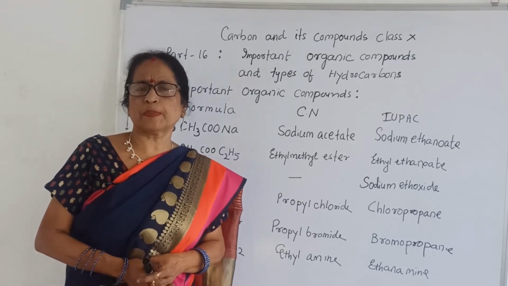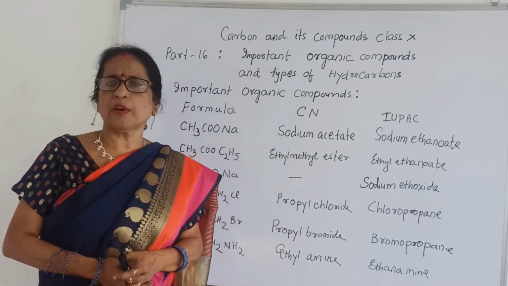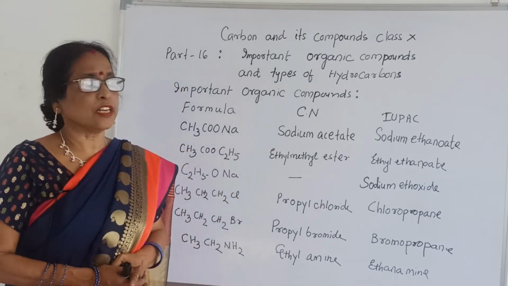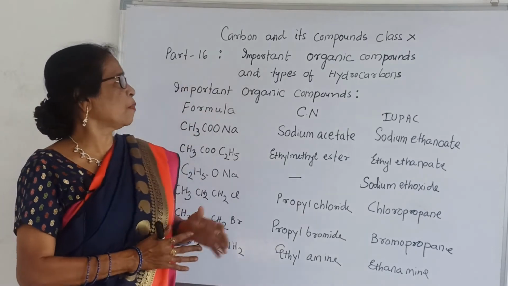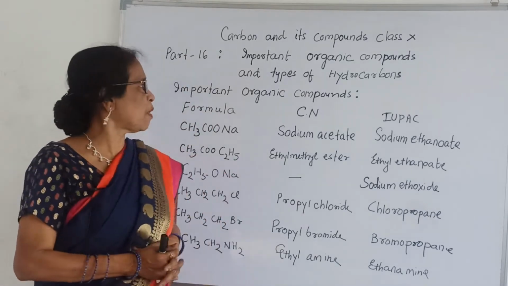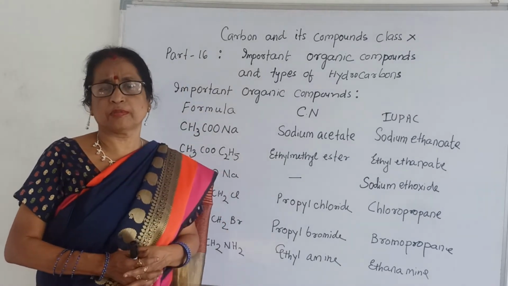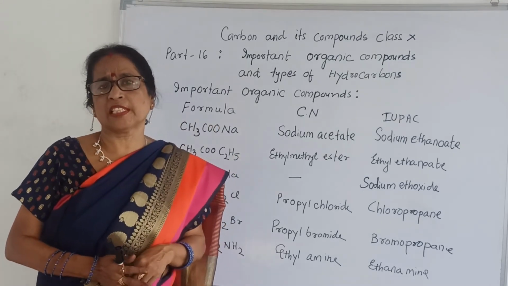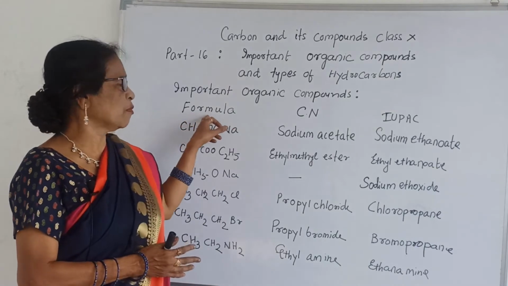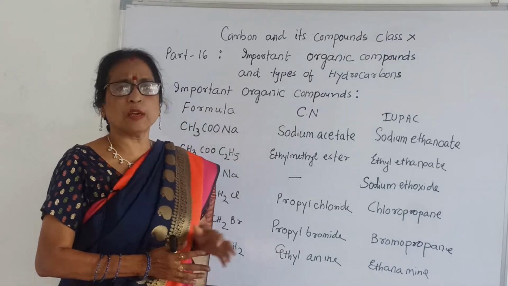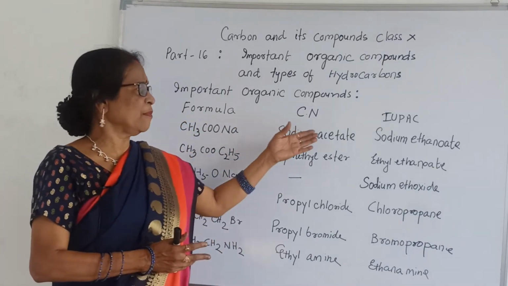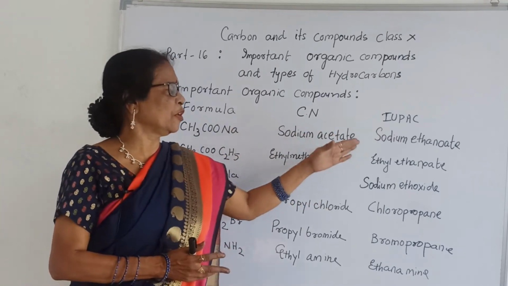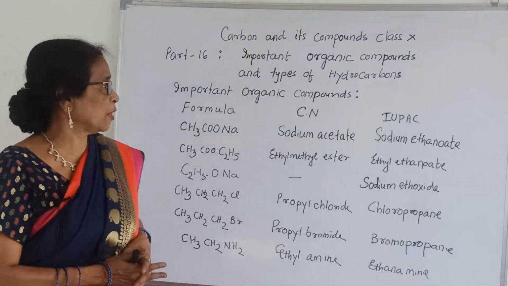Now I am going to explain the chapter Carbon and its Compounds for class 10 according to the CBSE syllabus. Today's topic is important organic compounds and types of hydrocarbon. Here are the important organic compounds for class 10 which are necessary. Here you can see the formula, common name and IUPAC name. What is IUPAC? International Union of Pure and Applied Chemistry.